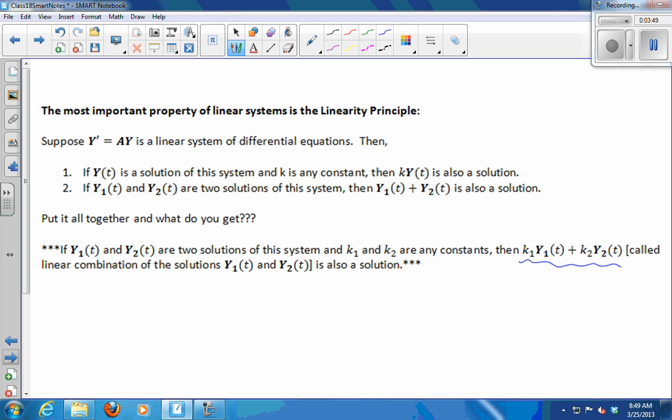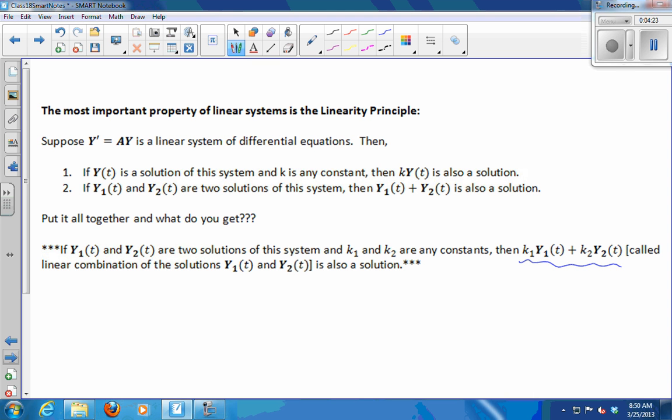If what's not dependent on y? Oh, nope, it can be dependent on y. Any system of linear differential equations.